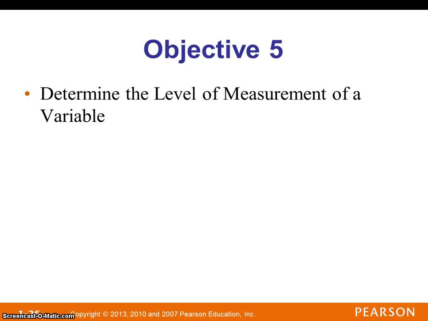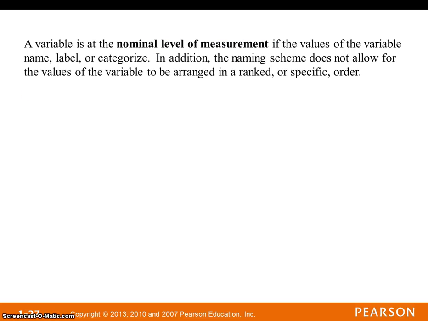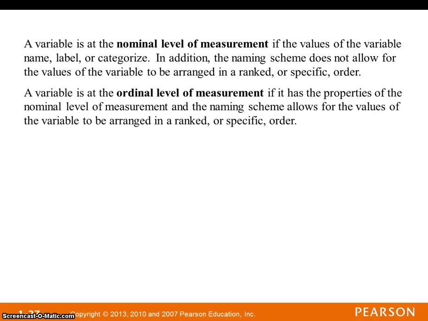Objective 5 is to determine the level of measurement of a variable. A variable is at the nominal level of measurement if the values of the variable name, label, or categorize. In addition, the naming scheme does not allow for the values of the variable to be arranged or ranked in a specific order. And just so that you guys know, I'm probably not going to test you on this, but just to go through it here.